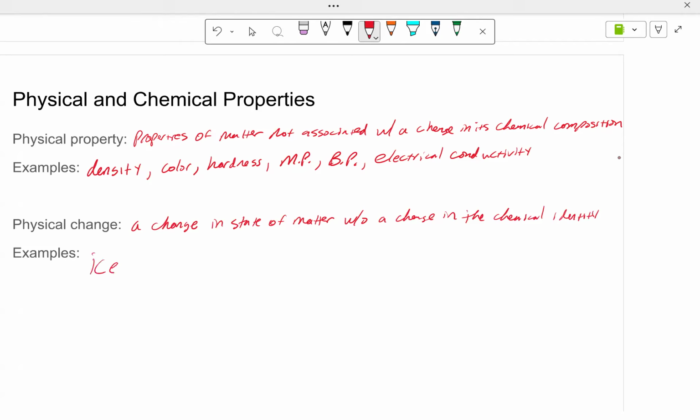For example, if you melt an ice cube, okay, well, ice is solid water. If you melt it, is it still water? Yeah, absolutely. It's just in a different state. If you take that water and then you put it in a pot and you boil it, is it still water? Yeah, it's just changing to gaseous water, it's changing into water vapor.